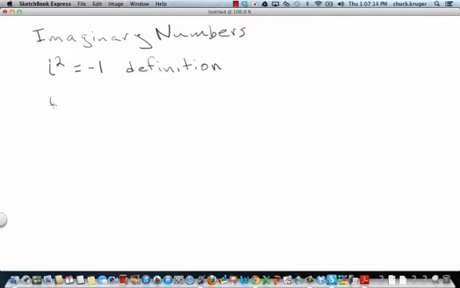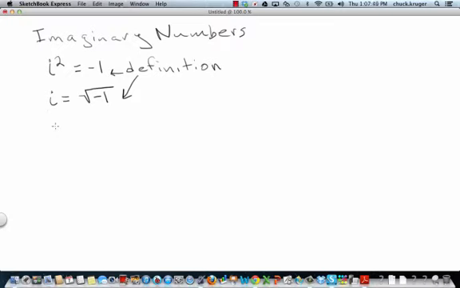Which means if I have just plain old i, this is going to be equal to the square root of negative 1. Both of these are by definition, and that is how i is defined. So anytime you look at i, you need to know that i is equal to the square root of negative 1.